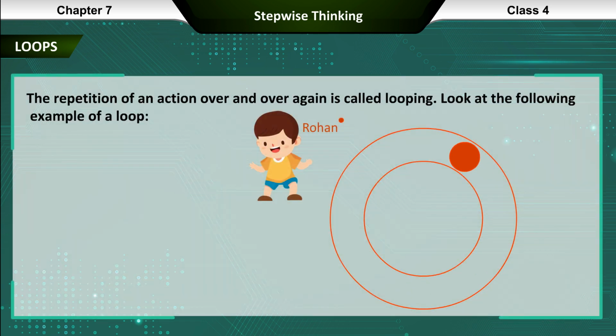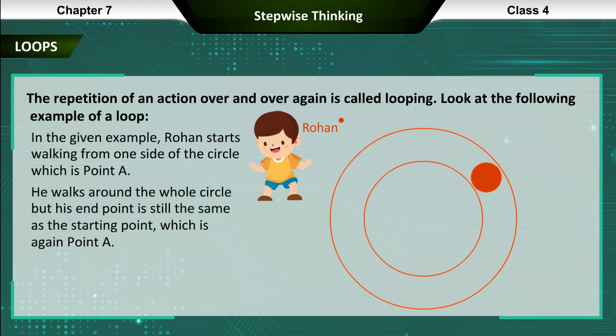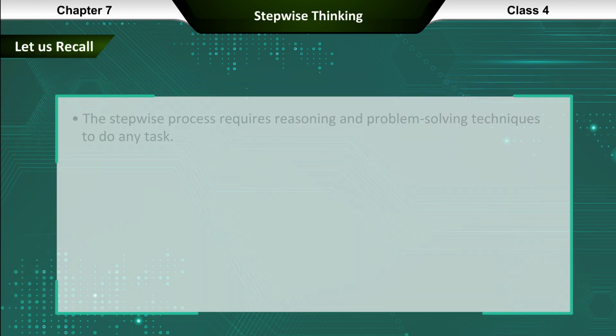Loops. The repetition of an action over and over again is called looping. Look at the following example of a loop. In the given example, Rohan starts walking from one side of the circle, which is point A. He walks around the whole circle, but his end point is still the same as the starting point, which is again point A. This means if he keeps walking, he will keep doing the same action again and again, which creates a loop.